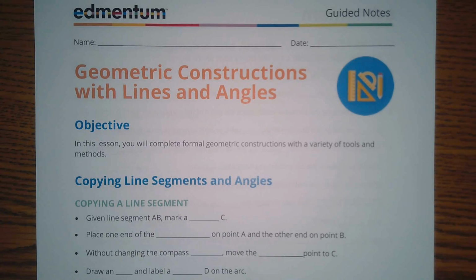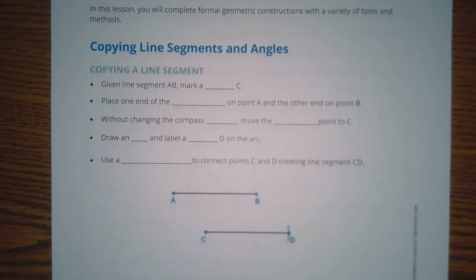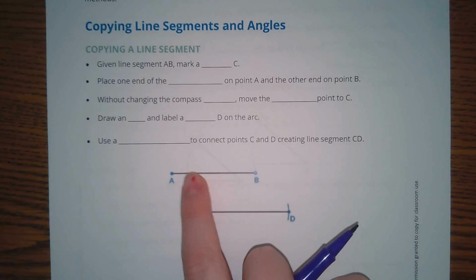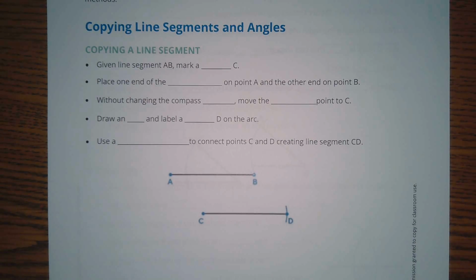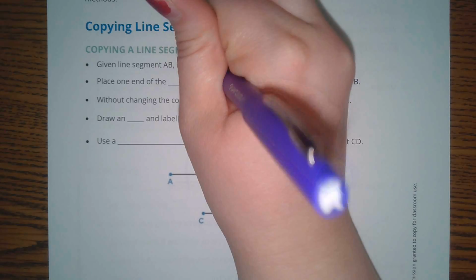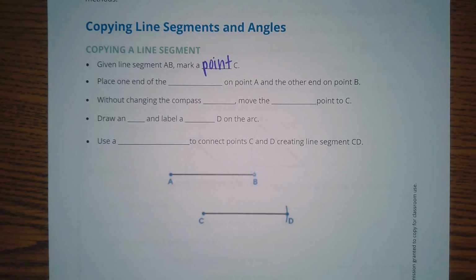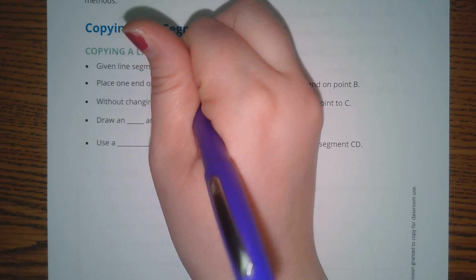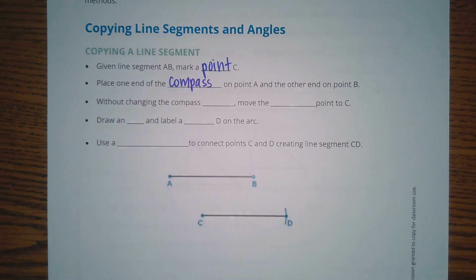And so first thing we're going to do is we're going to look at copying a line segment at an angle. So to copy a line segment, we're going to be given this line segment AB, and we're going to mark a point C. We place one end of the compass on point A, and then the other one on point B. So we're kind of measuring this distance.